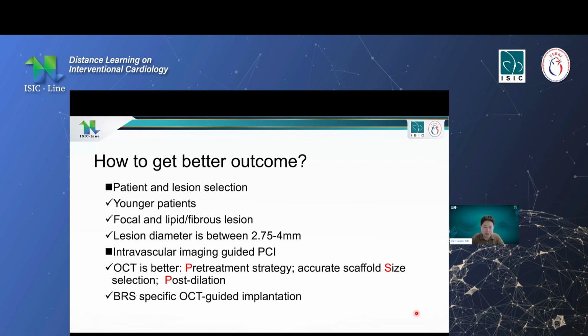And what's the most important is that intravascular imaging guided PCI should be widened. In my center, in almost all the cases using BRS, we use intravascular imaging, especially OCT, because of the higher resolution, and OCT can provide more detailed information of the vessel and the plaque, not just for pretreatment strategy, accurate scaffold size selection, or the post-dilation strategy. So BRS-specific OCT guided implantation strategy is, I think, a very, very important part of the implant procedure.